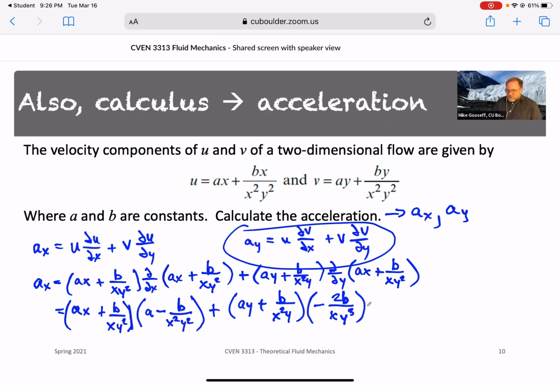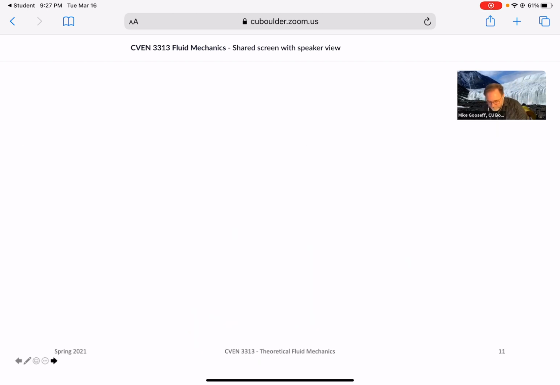All right, so we can simplify this now by gathering some of these like terms together and working through this. So let's do that on the next slide. We end up with, to simplify this a little bit, this is equal to a squared x plus a times b over xy squared minus a times b over xy squared. So you can see things are going to simplify a little bit more.